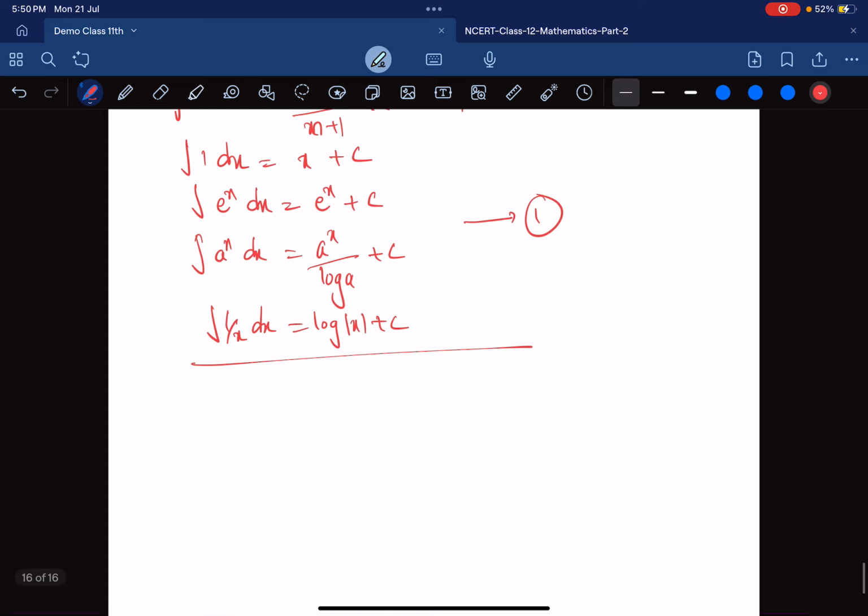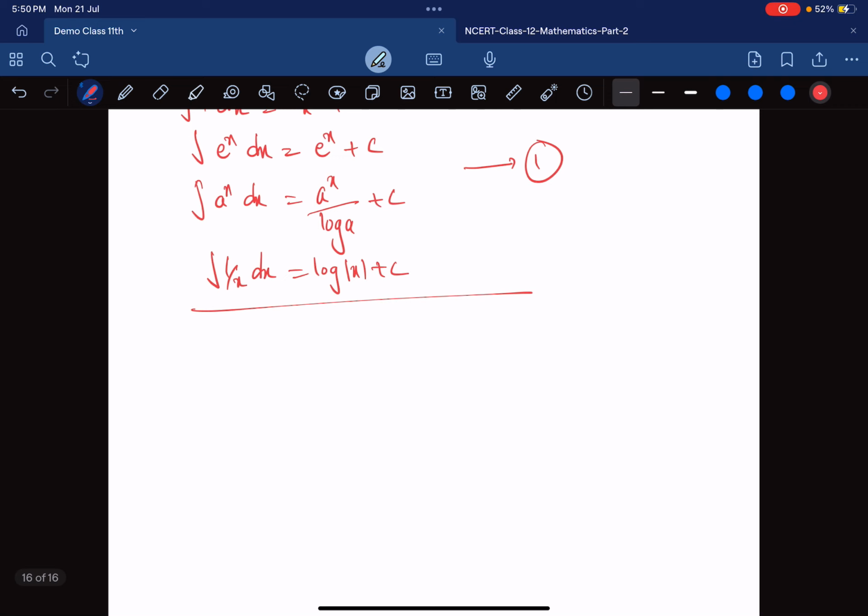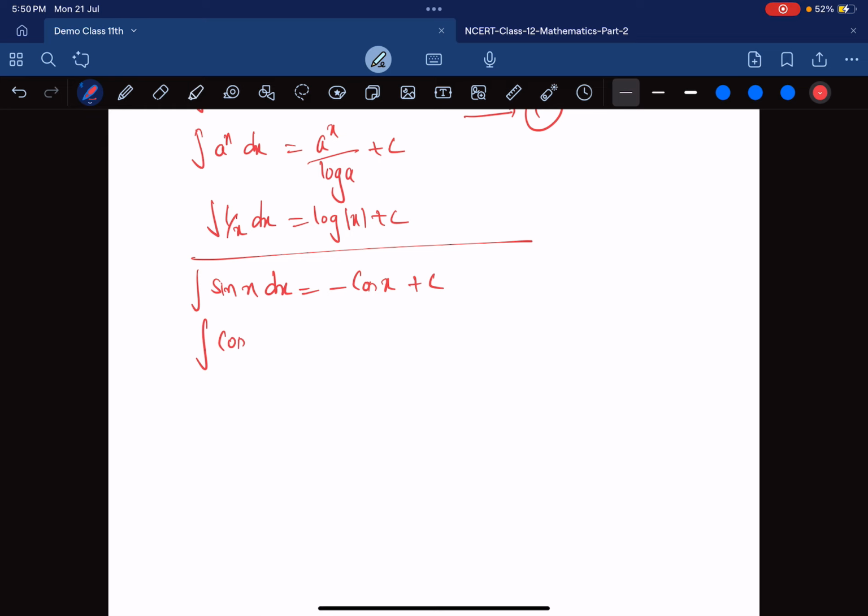Algebraic integration, algebraic exponential, everything. Now we'll see the trigonometric functions. Integration of sin x dx is equal to minus cos x plus c. Integration of cos x dx is sin x plus c. Integration of secant square x dx is equal to tan x plus c. Integration of cosec square x dx is equal to minus cot x plus c.